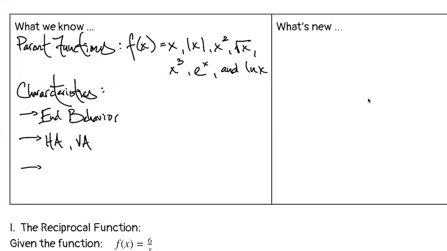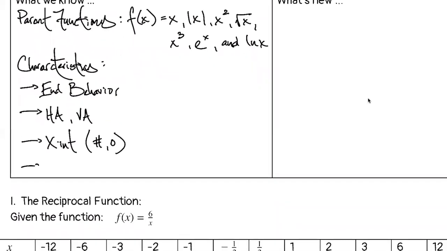We've also learned how to find x-intercepts. And as a friendly reminder, that's going to be a number, comma, 0. And we've looked at y-intercepts, which are going to be the other way around, where we plug in 0 for x and out comes a number for y.